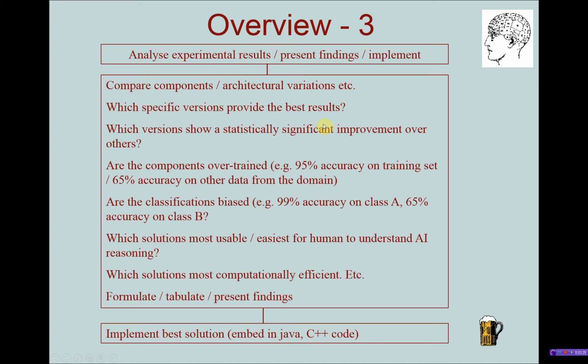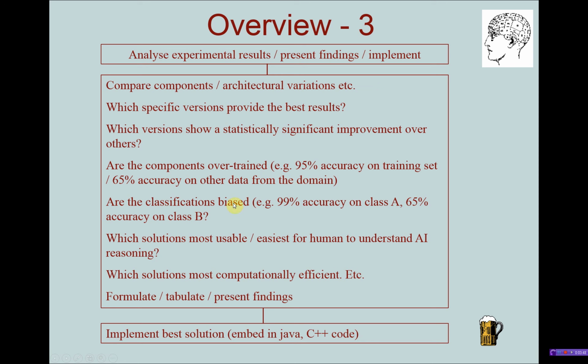We use statistical tests which Weka can perform to decide whether the results are meaningful or whether they could have just arisen by chance. We check for overtraining. Suppose we get 95% accuracy on the training set and 65% on the test data, then we know we've overtrained on the training data and it will not generalize well to real-world solutions.